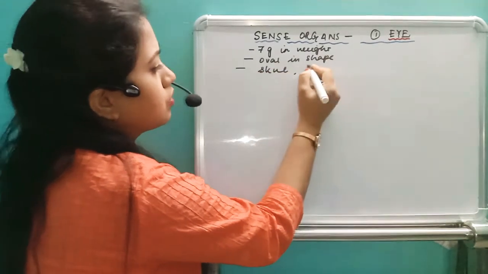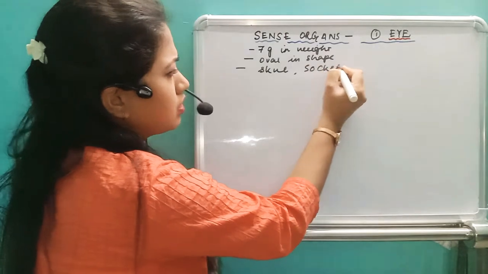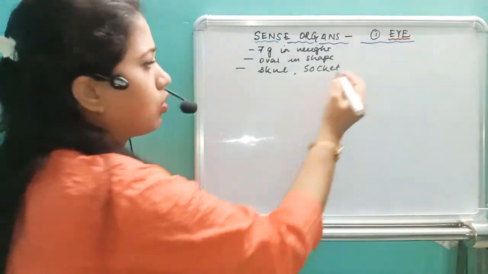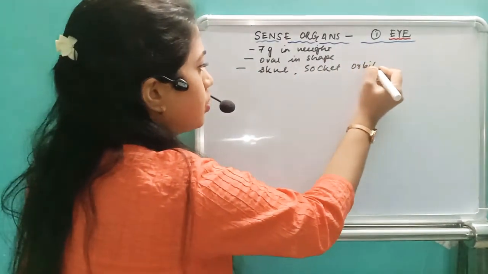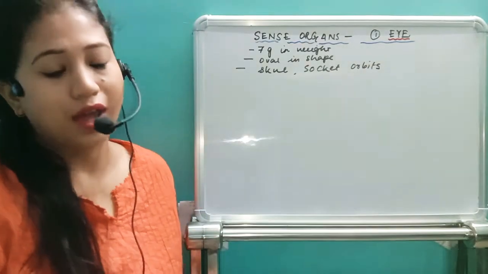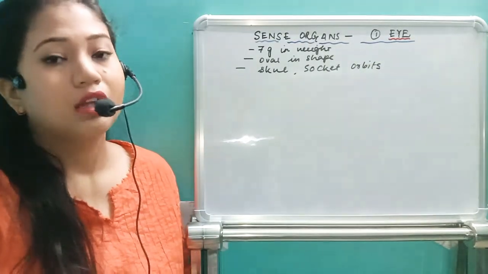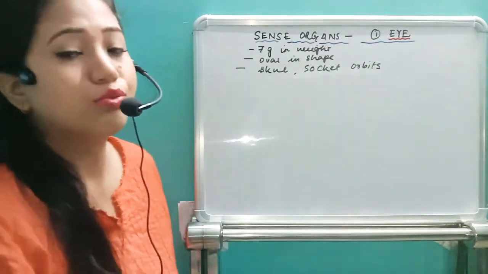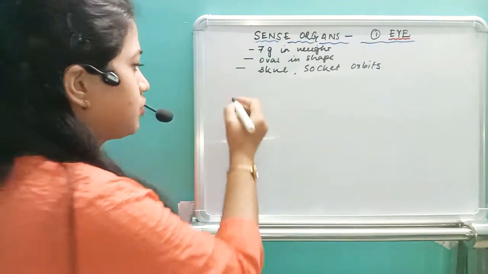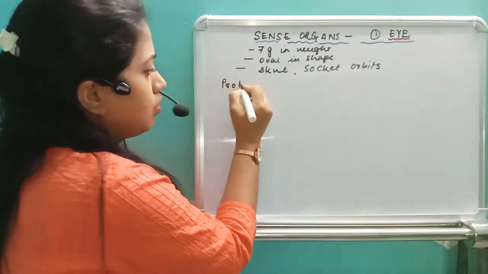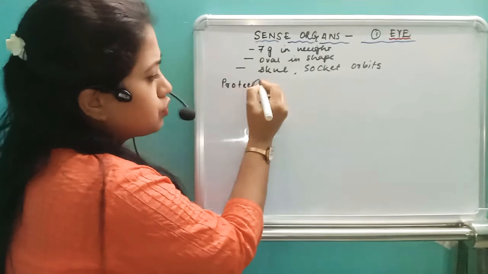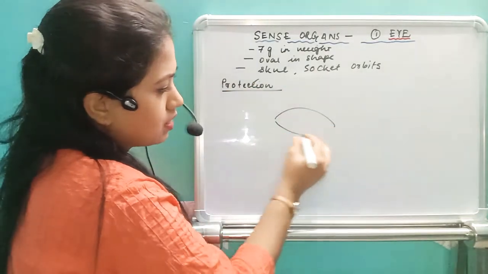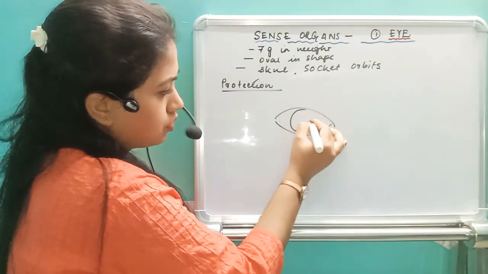Next one, where it is located in the skull. We have the socket, and the socket is called the orbit. So in the orbits we are going to have the eyes, right? Now from outside, if you see the protection of the eyes, we will see first of all the protection.